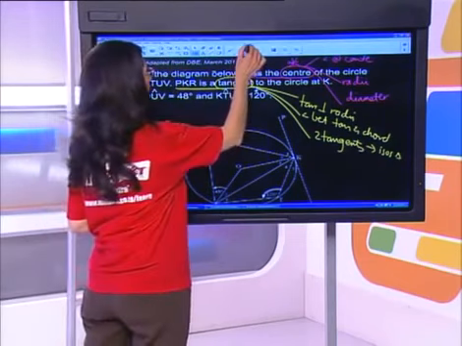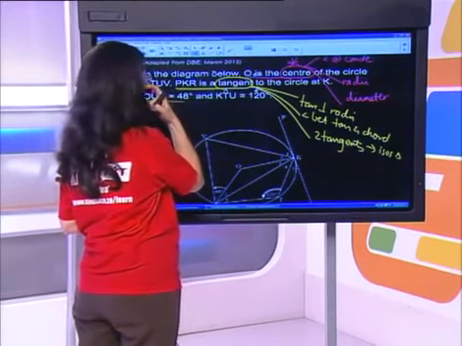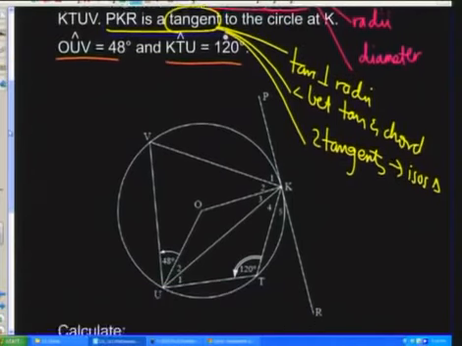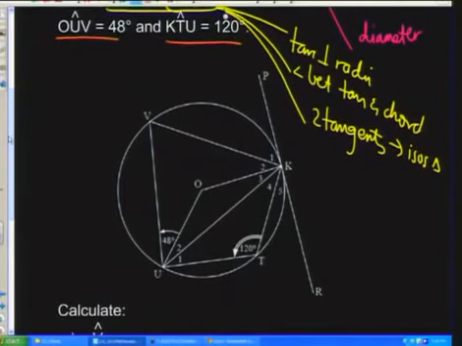We've got a given angle. We've got OUV is 48. Often these bits of information are placed on the diagram, but we're going to have a look to see if they're there. Okay, OUV is 48, as I expected, and KTU is 120. Now, last week we learned about cyclic quads, and we said that in cyclic quads, the opposite angles are supplementary. So my guess is that this angle would be 60 degrees.